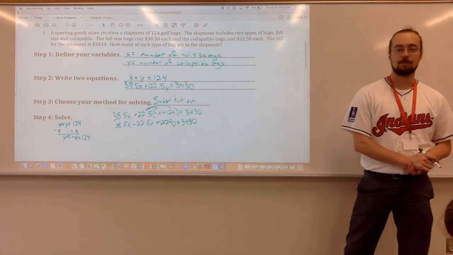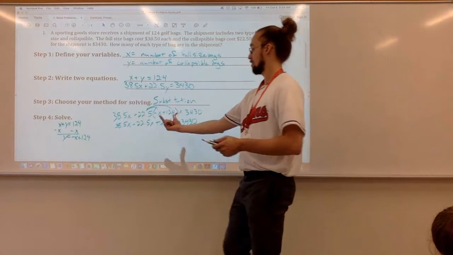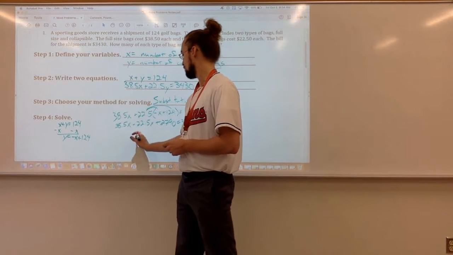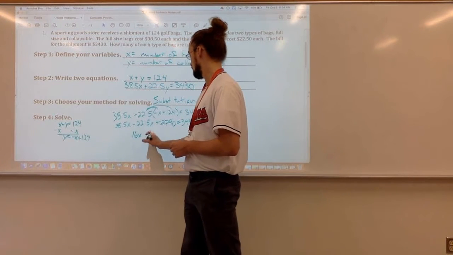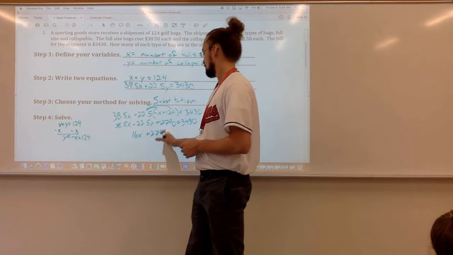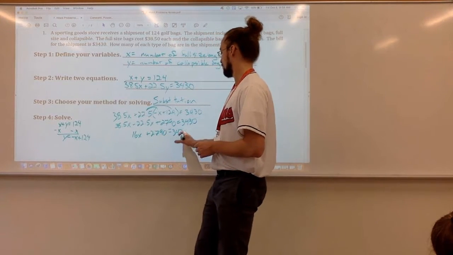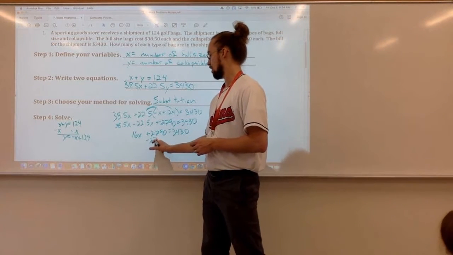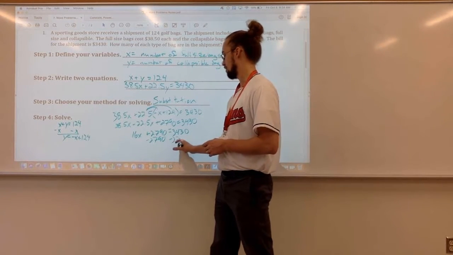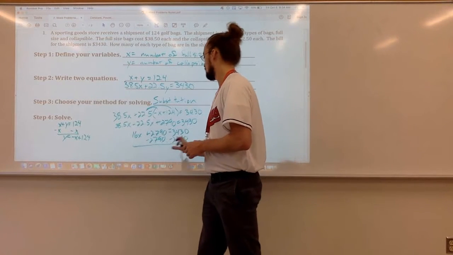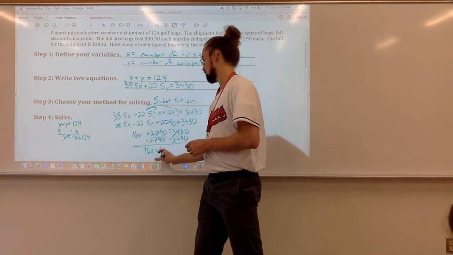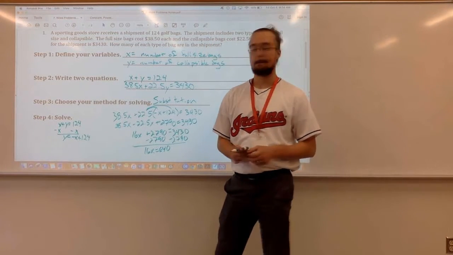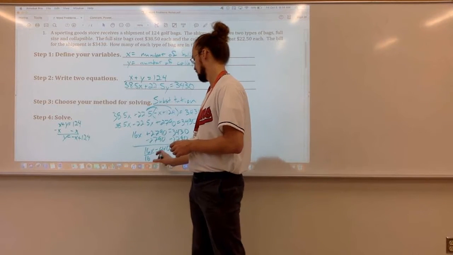Now what? Yep, I combine my like terms right here. So 38.5x minus 22.5x, I think it's just 16x, plus 2790 equals 3430. Right, now subtract this 2790 over. Yep, so 16x equals 640. Now what? Divide by 16.